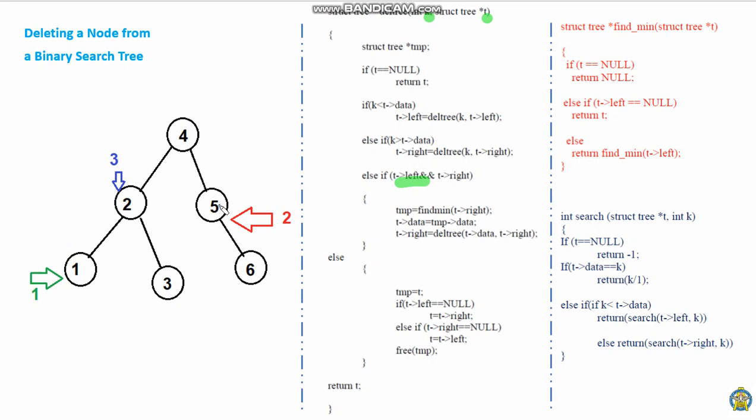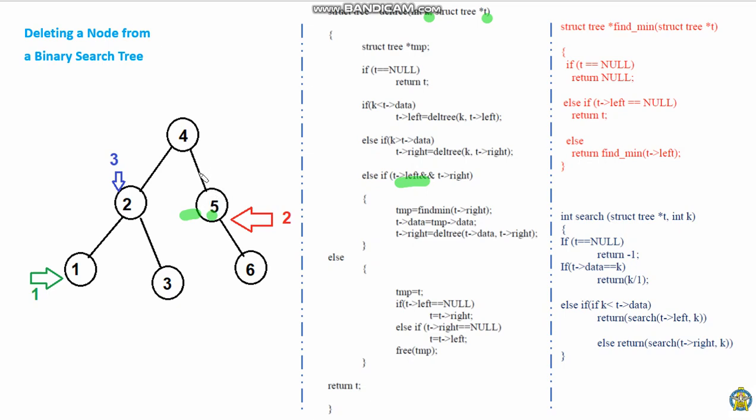When I go right, in the next recursion it will check whether 5 is less than this value 5. It is not less, and not greater, which means this is the value to be deleted. So this becomes temp as before. Then T left is null. That's the first case: if T left is null, T becomes T's right.